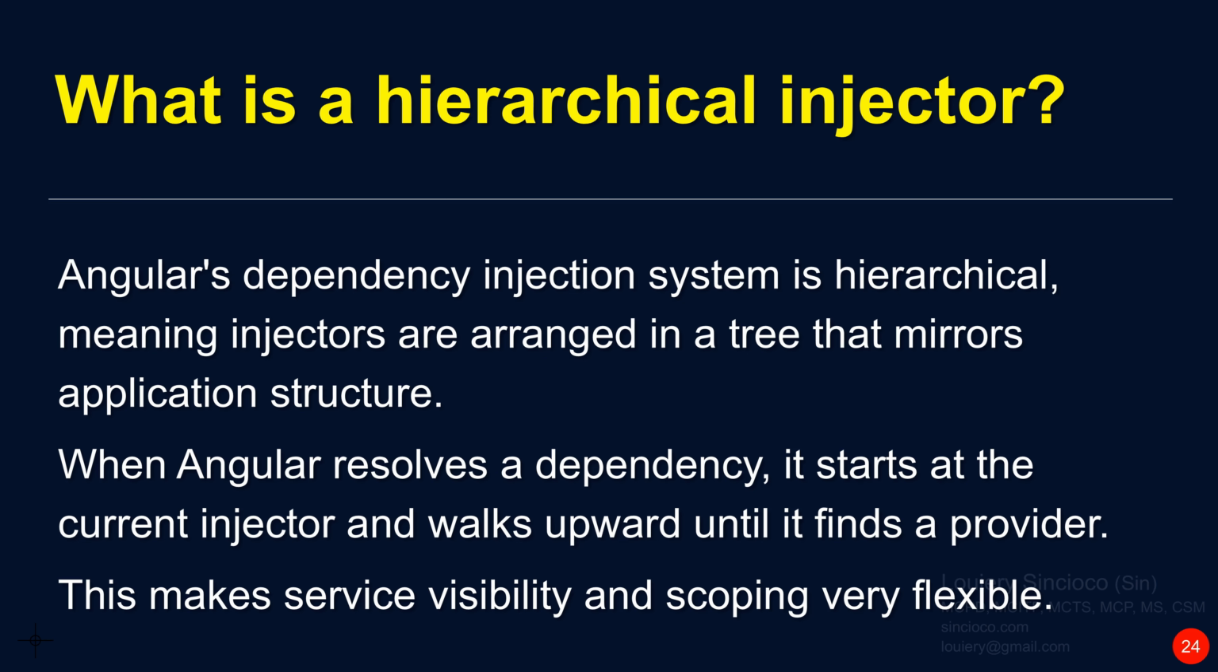What is a hierarchical injector? Angular's dependency injection system is hierarchical, meaning injectors are arranged in a tree that mirrors application structure. When Angular resolves a dependency, it starts at the current injector and walks upward until it finds a provider. This makes service visibility and scoping very flexible.